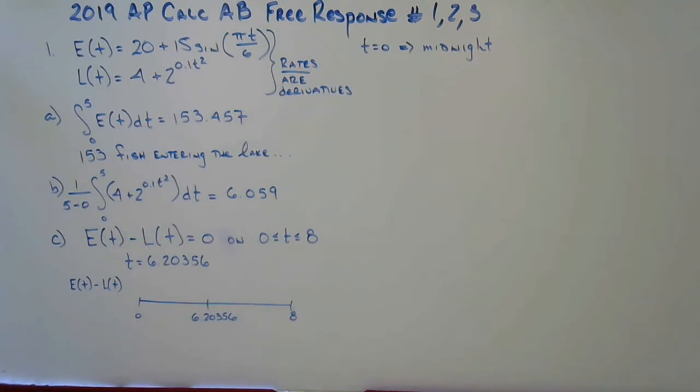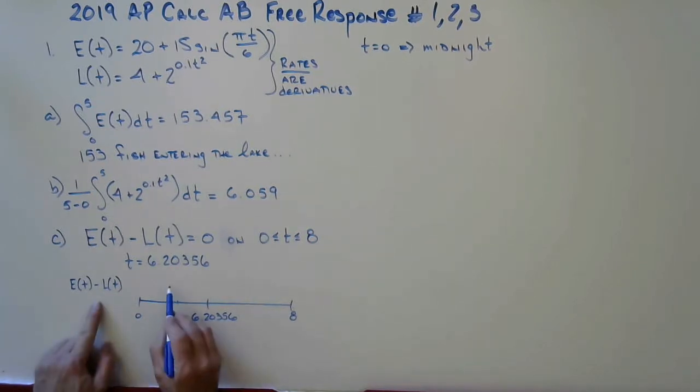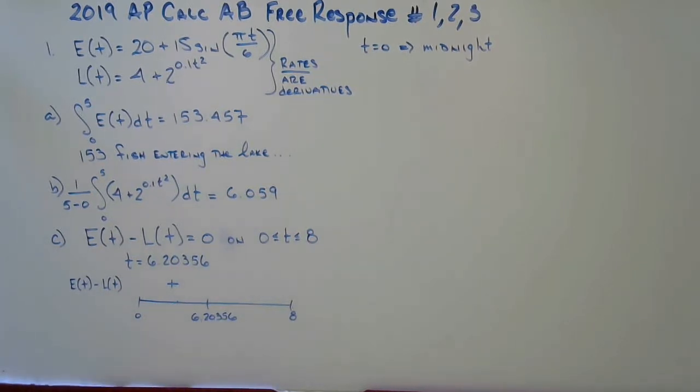If you plug in a test point here, you're going to find out that this turns out to be positive. And if you plug in a test point on the other side, over here, you're going to find out that the derivative turns out to be negative. Now, we know what that means. This is a local max.